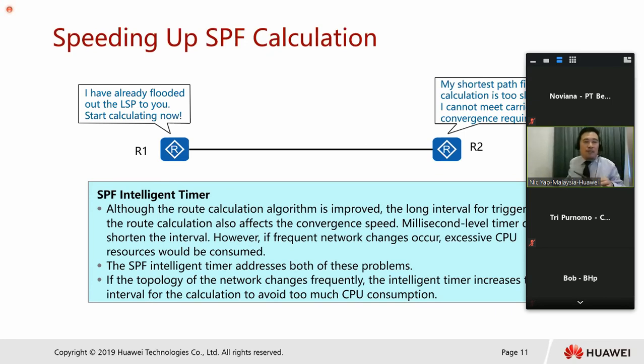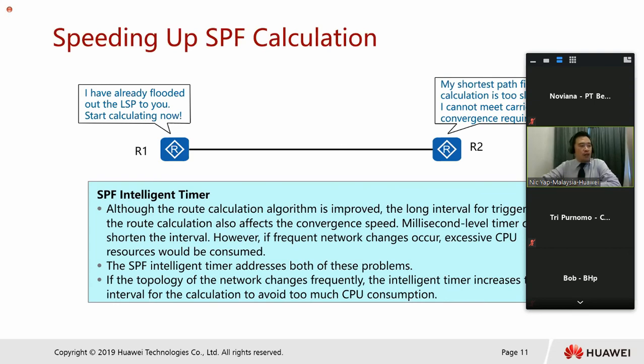My shortest path first SPF calculation is too slow and I cannot meet the carrier class. It means that I have to keep everything before I perform the calculation. And also, when you have any changes you send to me, I need to calculate. It means that I need to keep on calculating. It is a burden to my CPU. Let's say you keep on sending, I keep on calculating. That's why they need to use the SPF intelligent timers to decide whether I should calculate now or calculate later.